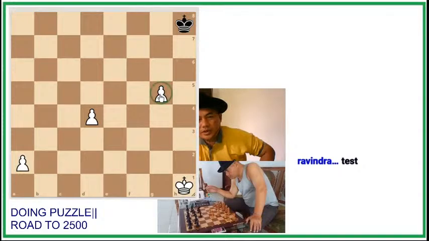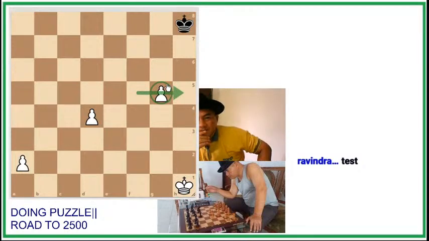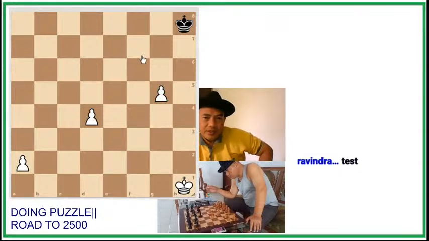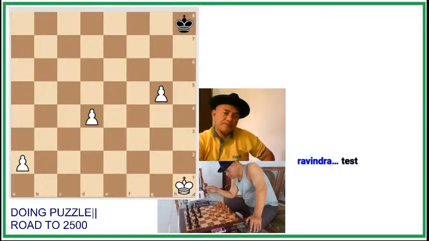In this position, when the pawn is on the 5th rank, the question is, where is the key square? When the pawn is on the 5th rank, the key squares are still the 3 squares here and also here. So there are 6 key squares when the pawn is on the 5th rank.